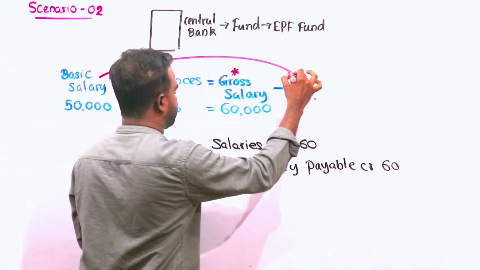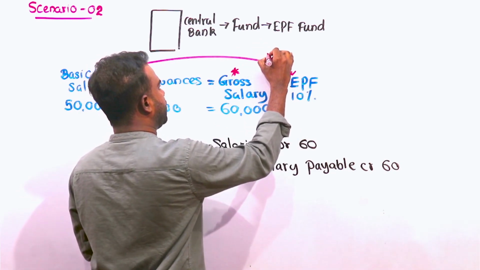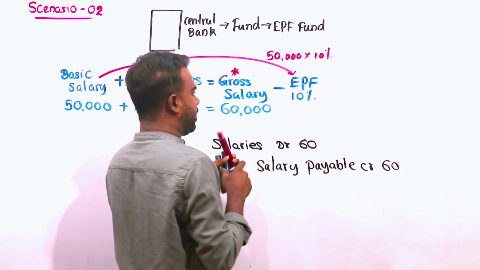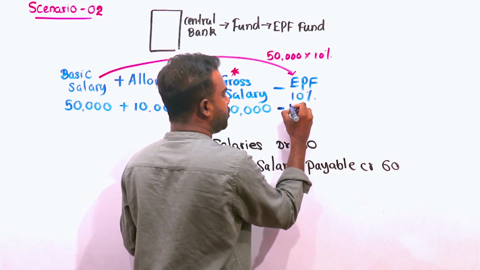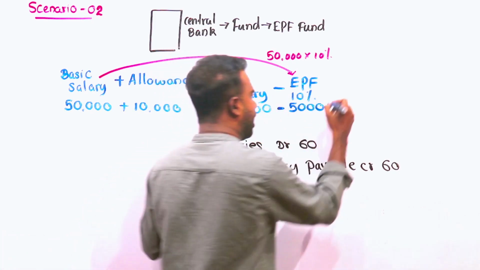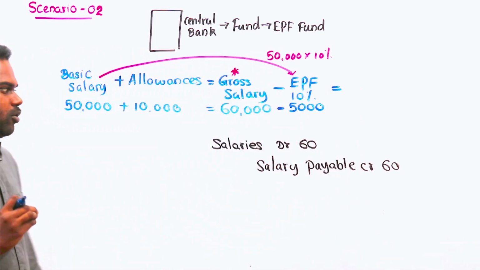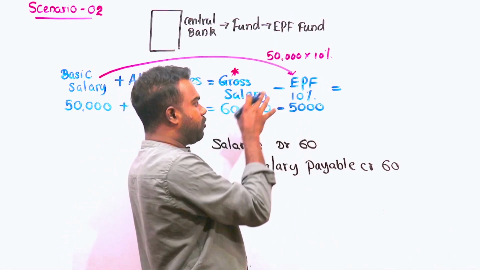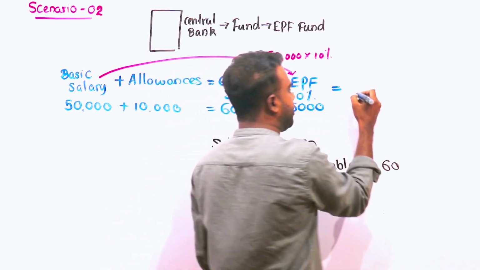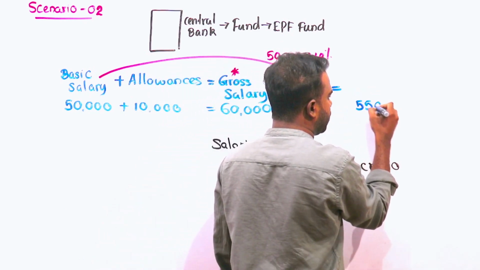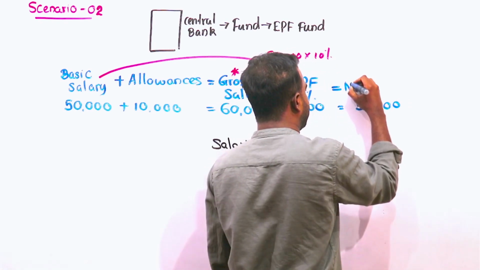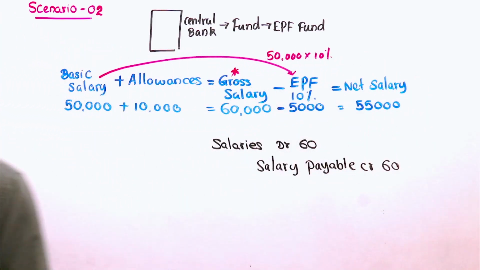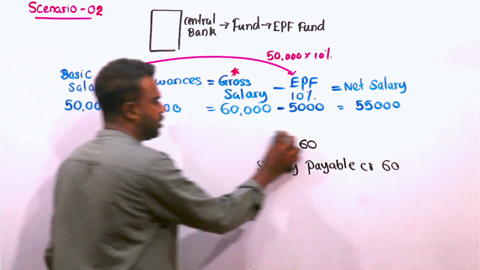Therefore, the basic salary is 50,000 into 10%. Understand? How much is 10%? 10% will be 5,000. Therefore, the remaining amount, after deducting the employee's contribution to the fund, the employee EPF fund 10%, the remaining balance is 55,000. We call that the net salary, like net profit. Understood? Net salary, very easy, right?